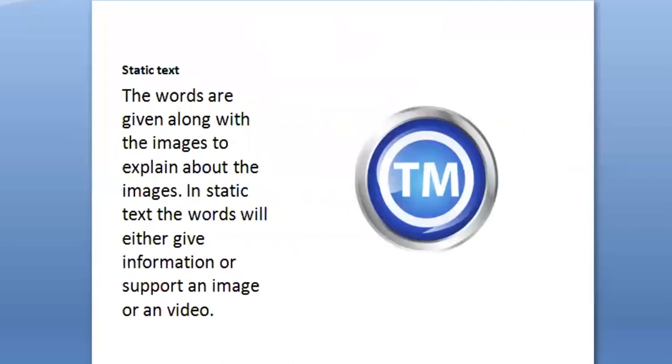What is static text? When you look at this object on the screen, the words are given along with the image, which explains the image. In static text, the words either give information or support an image. That kind of images are called static images.